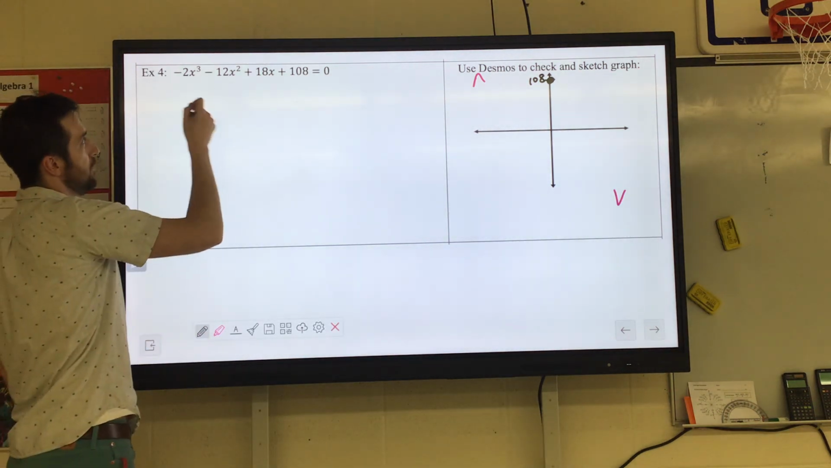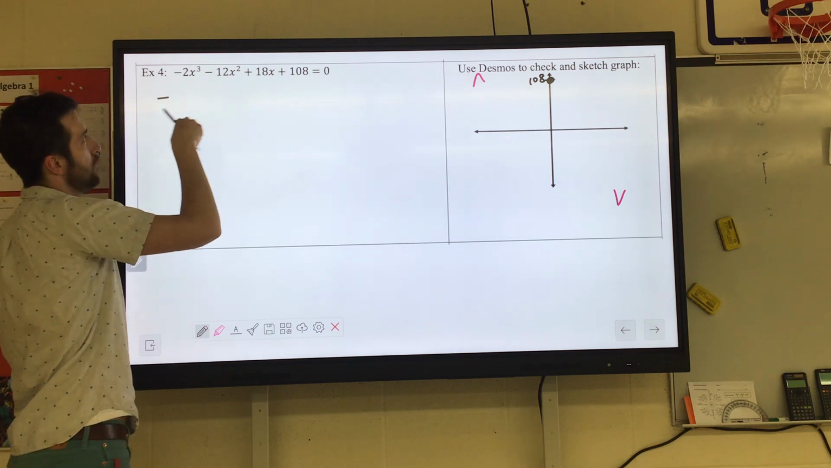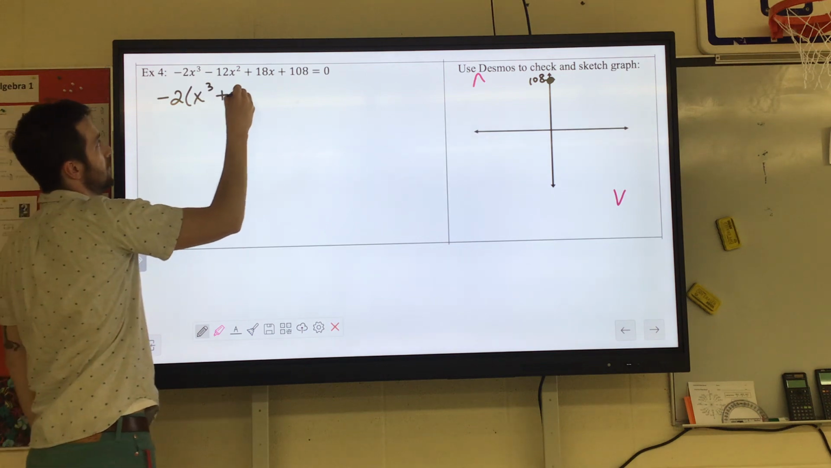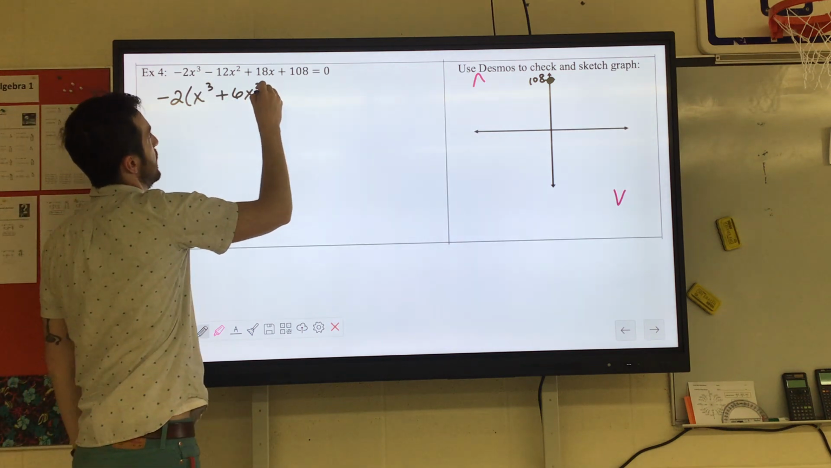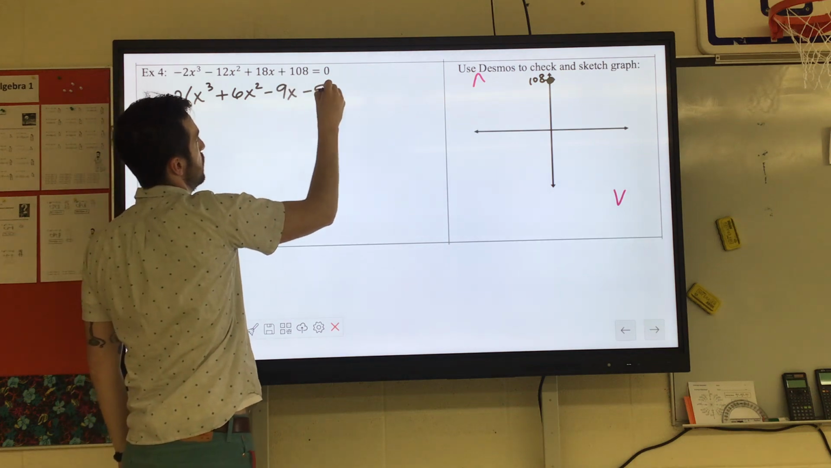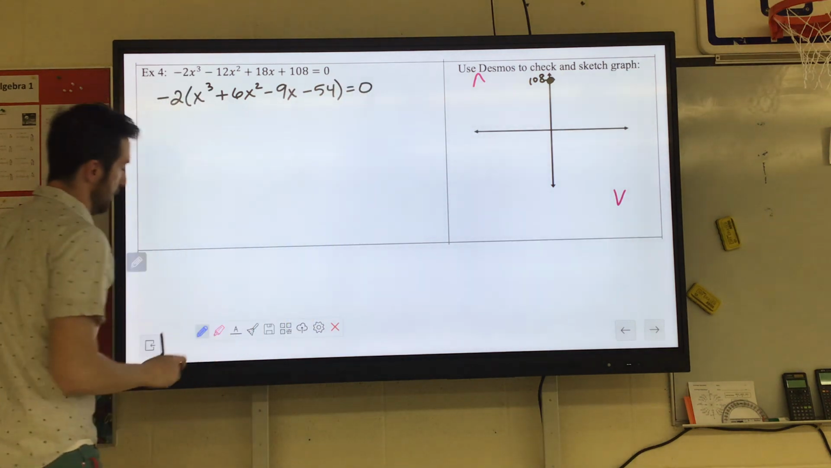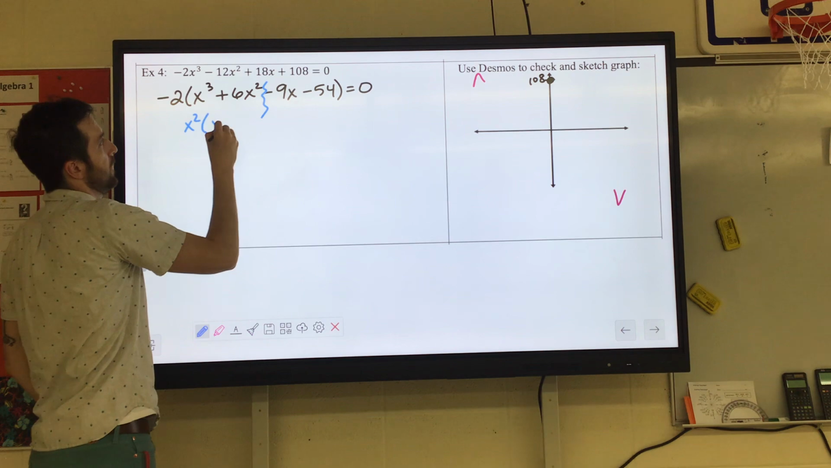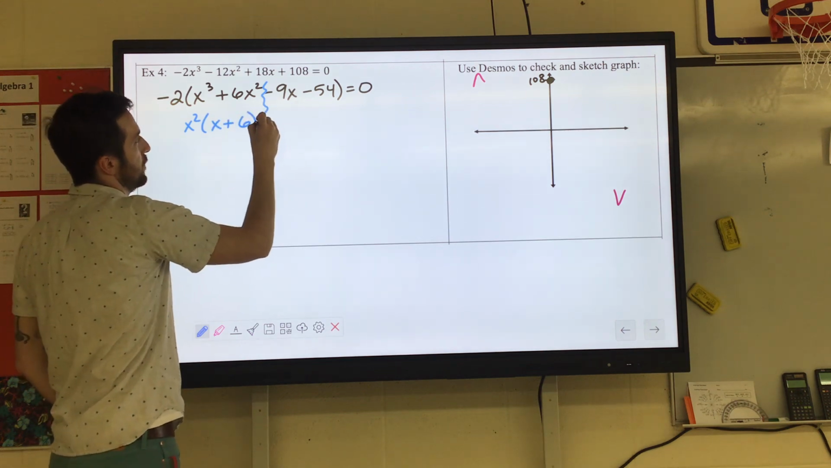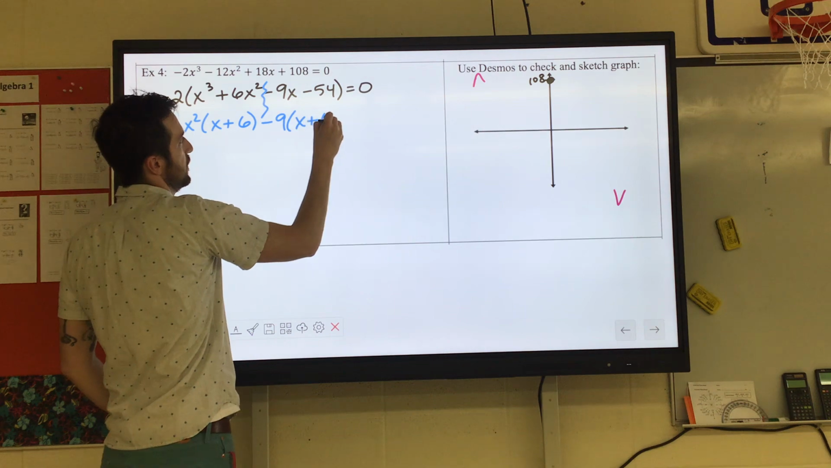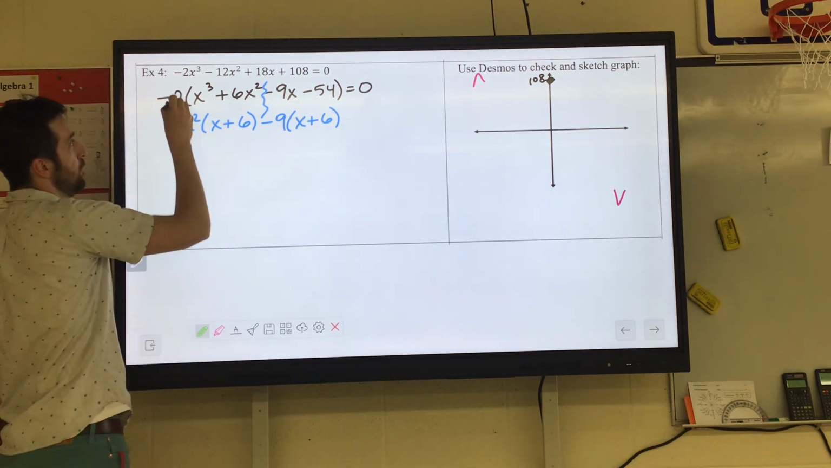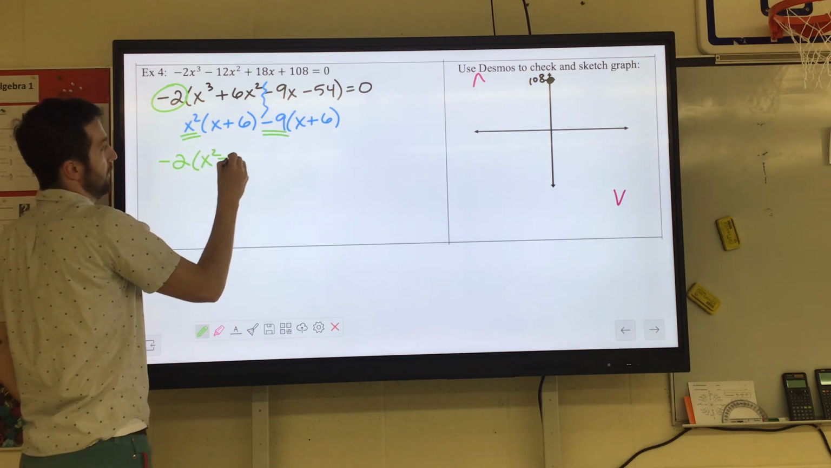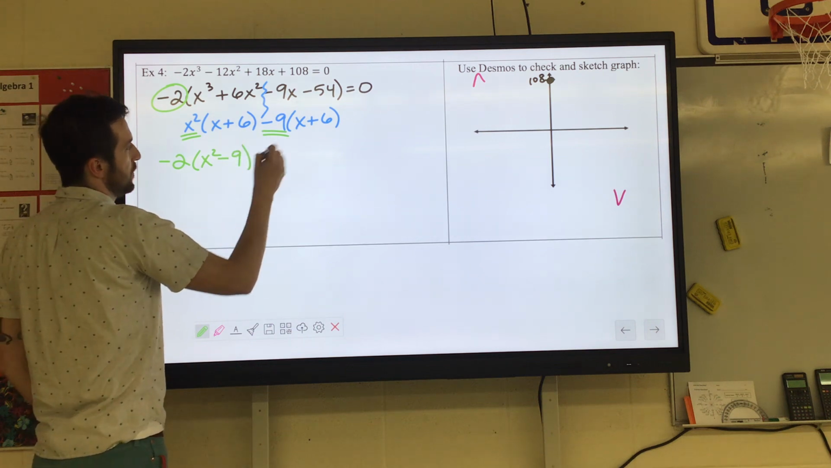So anytime our lead coefficient is negative, we'll take that out. Also, all these are divisible by 2. So that gives us x to the third plus 6x squared minus 9x minus 54. And then if we factor that by grouping, on the left there they have an x squared in common, x plus 6. Here we could factor out a -9, which leaves us another x plus 6. All right, so we got the -2 out in front. We've got x squared minus 9, which we're still going to have to factor. And then we have the x plus 6.